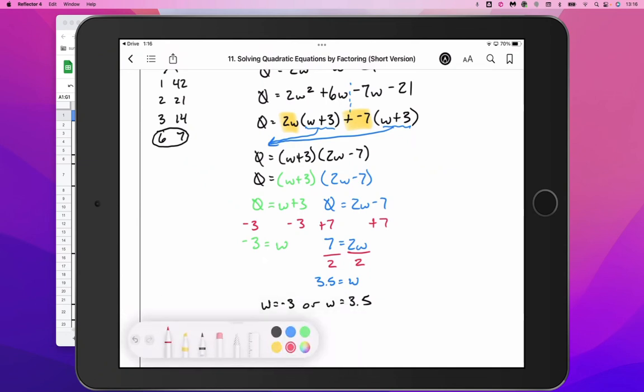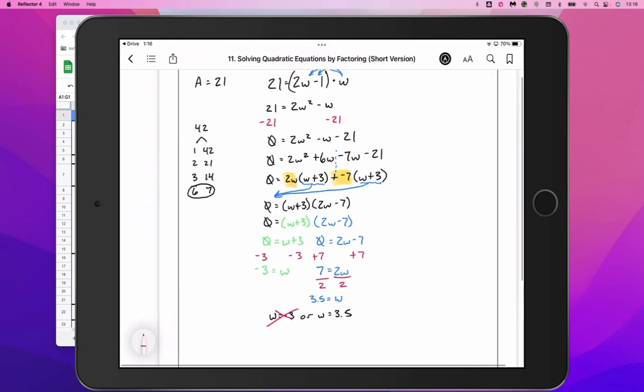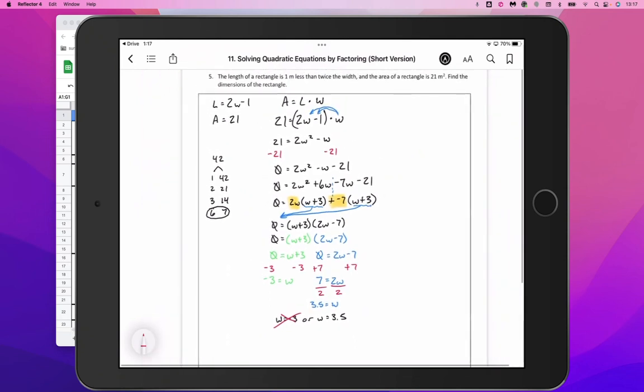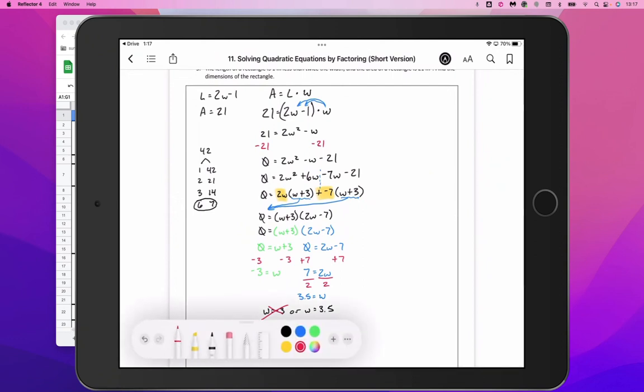But we have to strike the w is equal to negative 3 because negative distances don't exist in real life. So the only answer that works in real life here is the 3.5, not the negative 3. Even though mathematically negative 3 is an answer, it's not something that is appropriate for the context of this problem. So we know that the width now is 3.5. So we're going to highlight that guy, I don't know, yellow, I guess. So our width is 3.5.